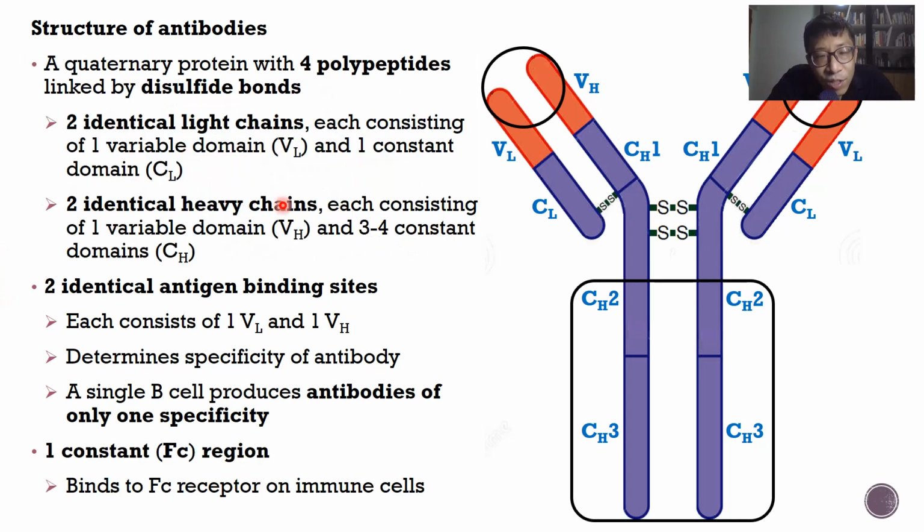Okay. So on the antibody as well, in the heavy chain here at the end of the antibody, it is known as a constant region or an FC region, and it will bind to certain immune cells. So the antigen binding site binds to antigen on the pathogen. The constant or FC region would bind to immune cells that have these FC receptors. Okay. So that is the basic structure of the antibodies.